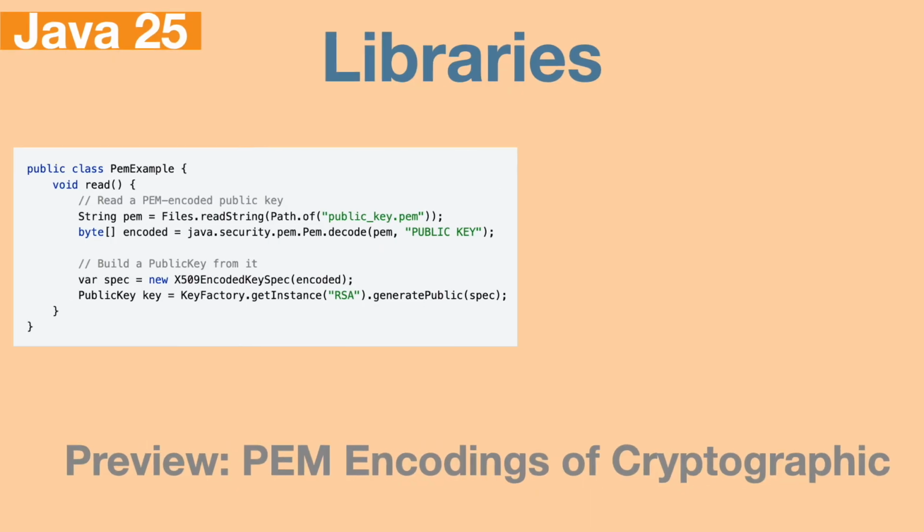Next change is PEM encodings of cryptographic objects. It lets Java directly read and write PEM files, like certificates or keys, without external libraries. Before, you needed libraries like Bouncy Castle to handle such files. Now the JDK provides a built-in API to do it easily. It defines an API that converts between PEM text and objects representing keys, certificates, and certificate revocation lists.